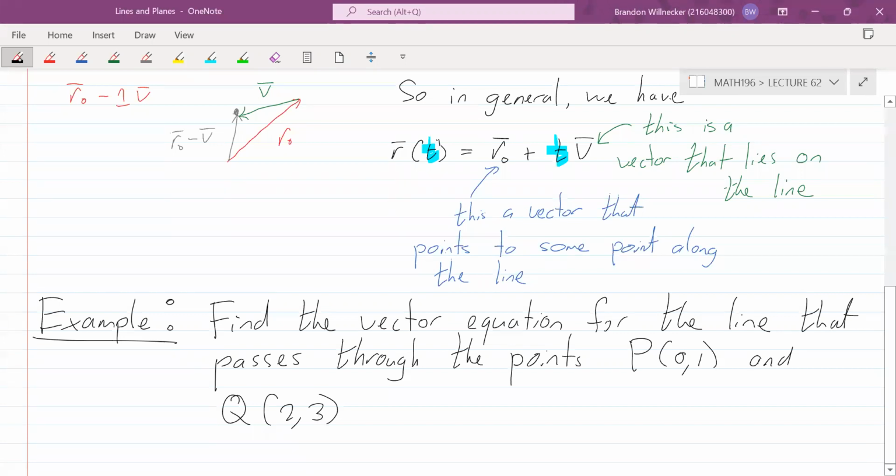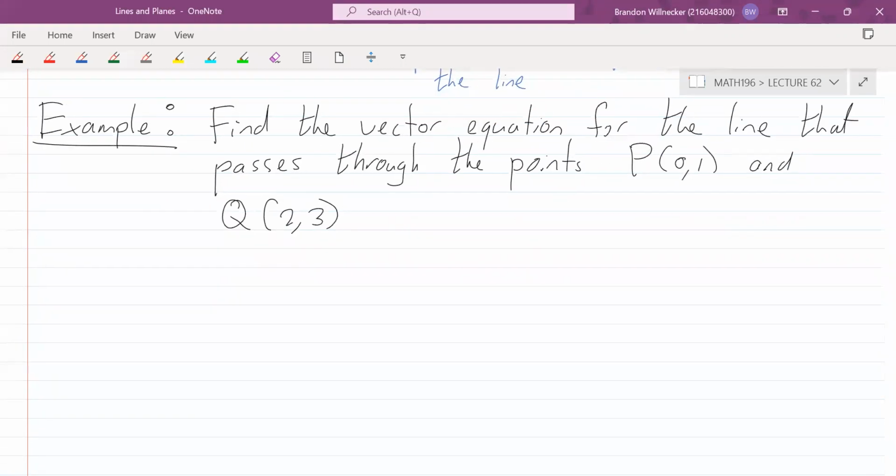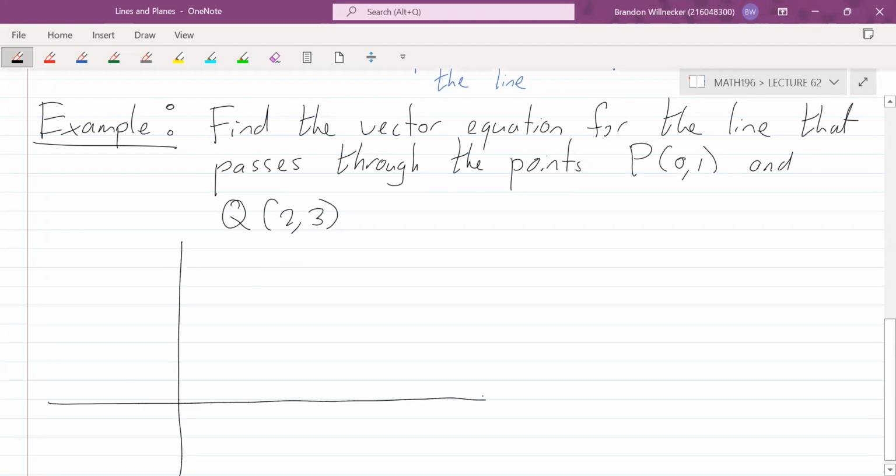Okay, so let's draw this in a Cartesian plane just to see what's going on. So we have X and Y. Let's do P first. X is 0, Y is 1, so it's somewhere over here. So that's P, and then Q, that's at (2, 3), so that's somewhere over here. Okay, and we would like to find the line that passes through these two points. So it's going to be something like this.